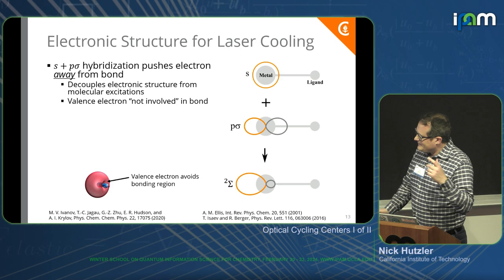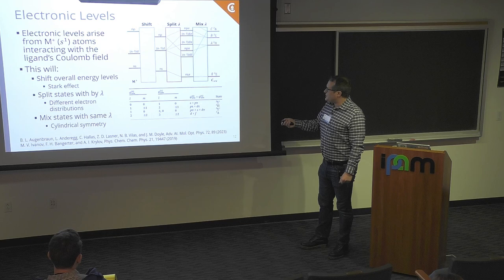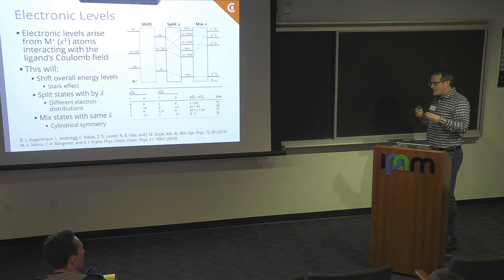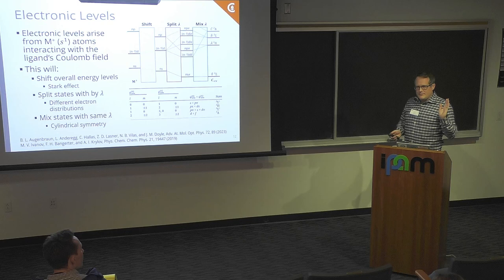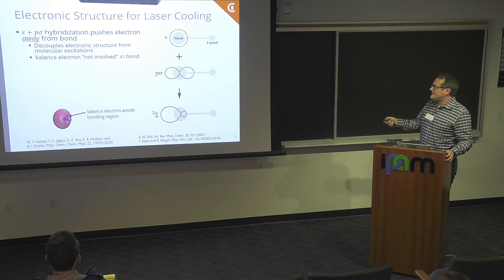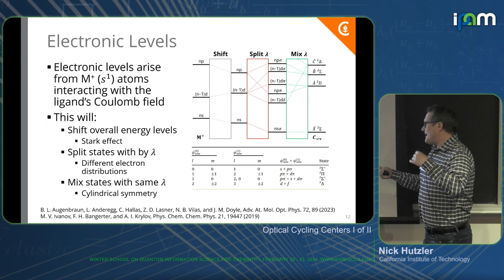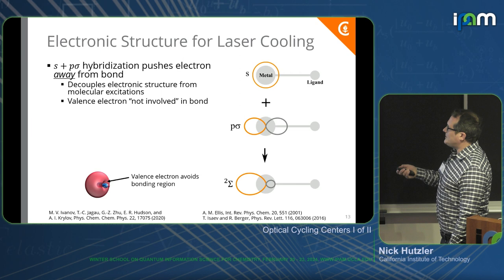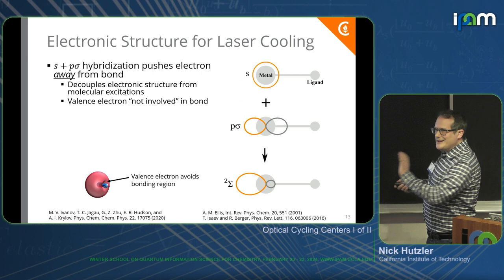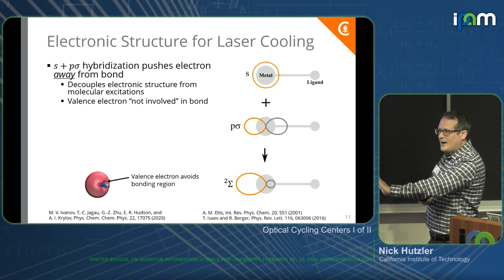But this is actually great because once you look at what these orbitals look like and study how they interact with the chemical degrees of freedom, you recover this nice intuitive picture that I mentioned earlier. This should probably say electronic structure for photon cycling. So in this ground state, you get a mixture of an S and a P sigma type orbital. S looks like this and P sigma looks like that. When you add these together, the electron is pushed away from the bonding region. It's repelled by the bond. This is a PowerPoint drawing.